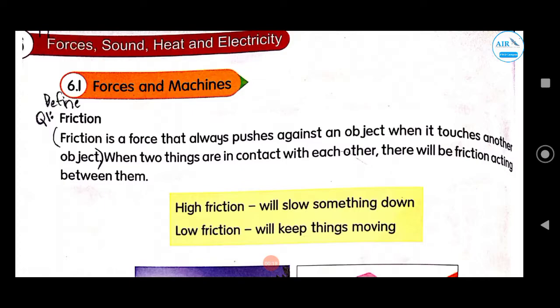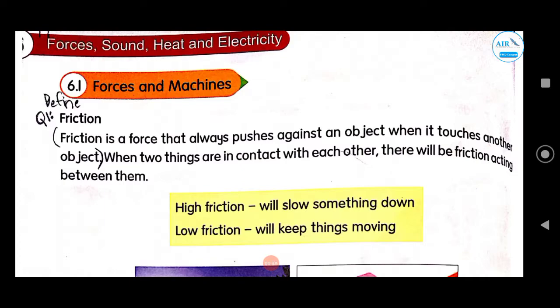So moving on, the topic for today is forces in machines. So what is force and what are the machines? So what is force? A force is something that is a push or a pull on something that we apply. We apply a push or pull on something, that is known as force.